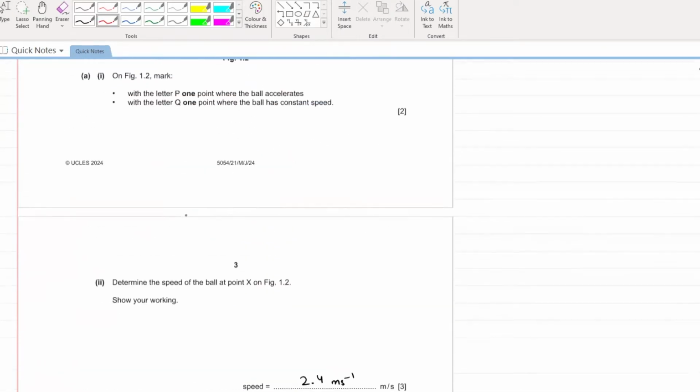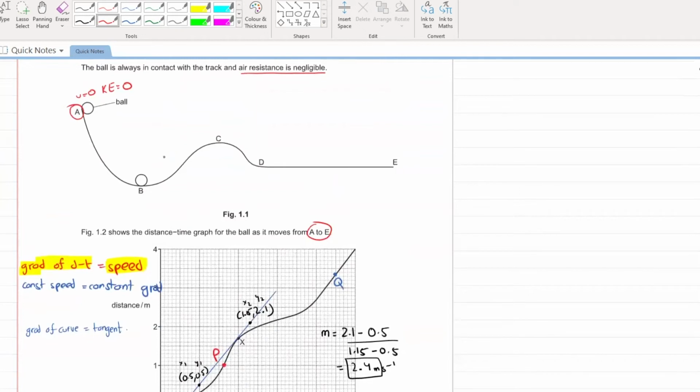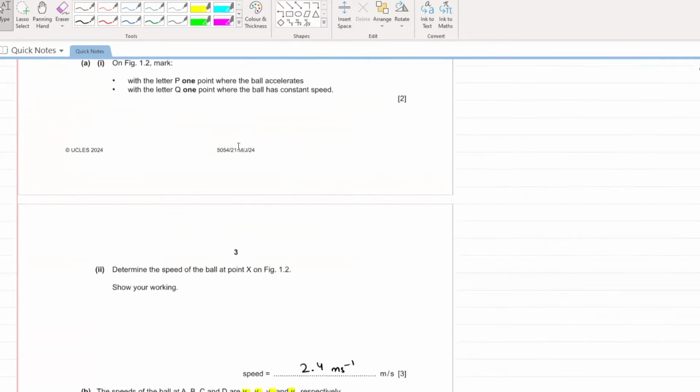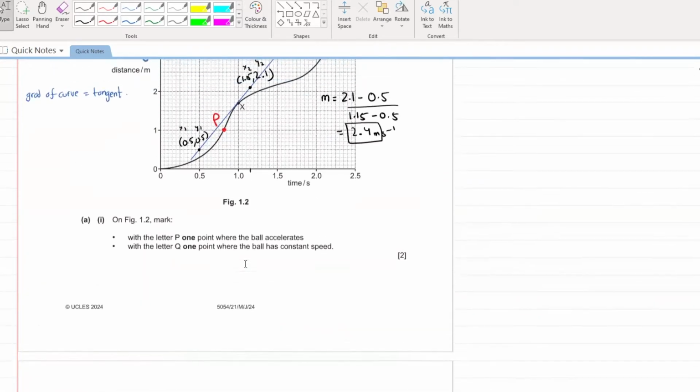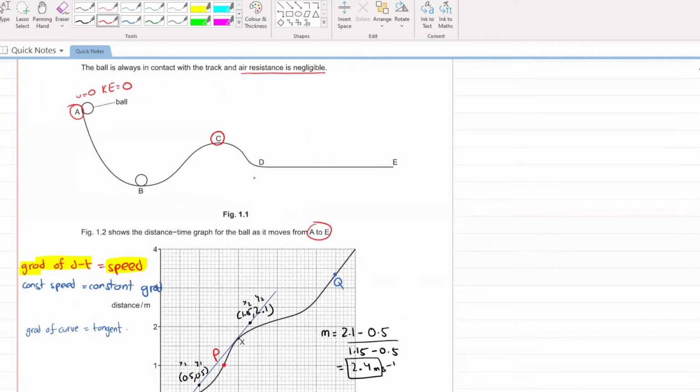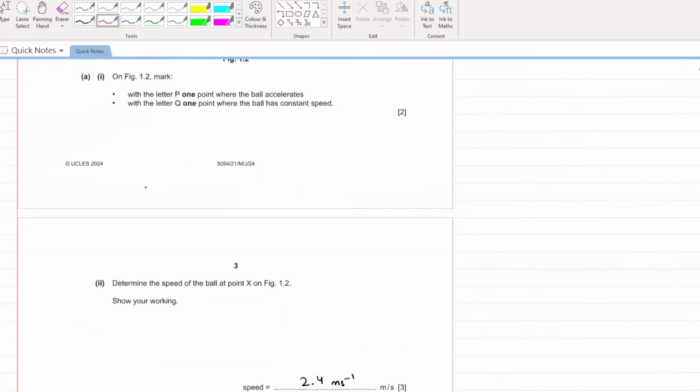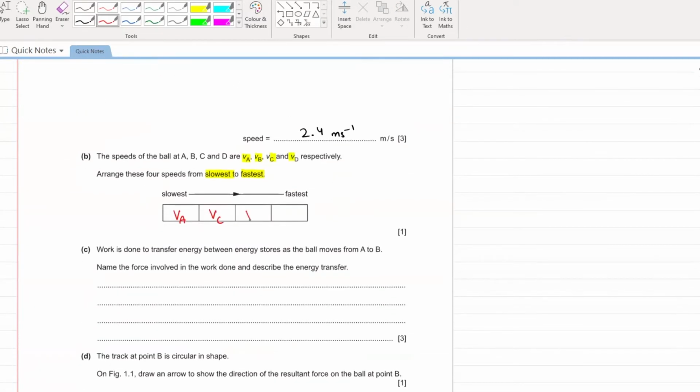Then what will be the second slowest speed? Point C. Why? Because it is at the second highest height. Write point C here. What will be the third slowest speed? Point D. And what will be the fastest speed? B. VA, VC, VD, VB.